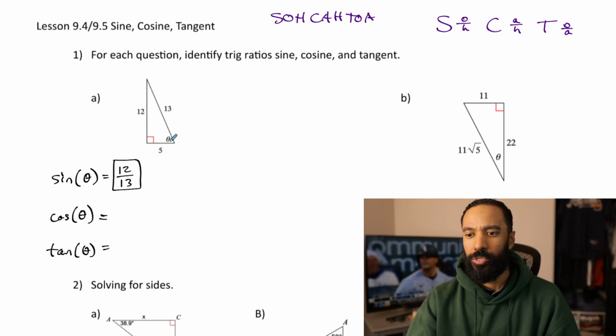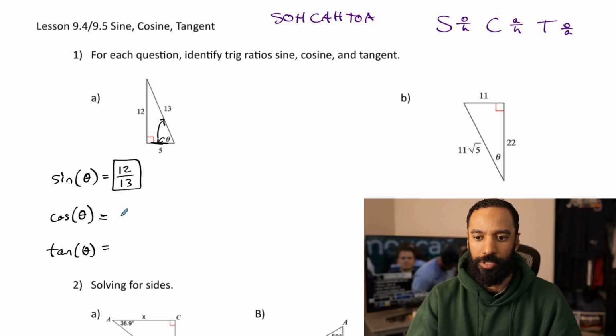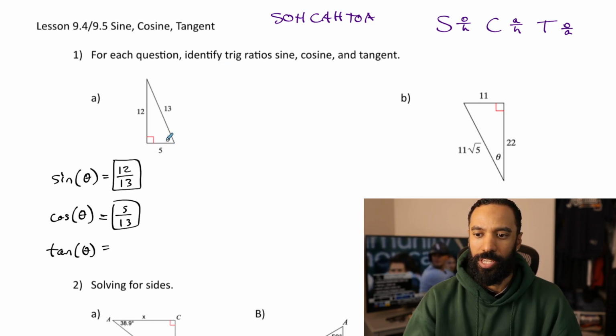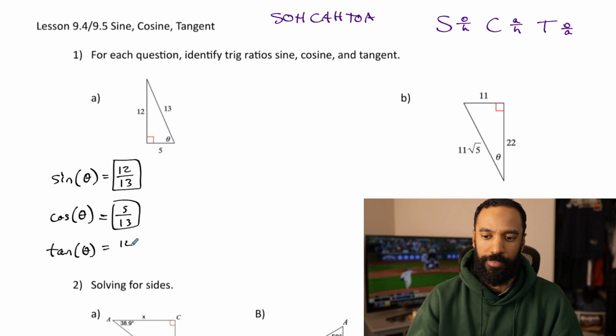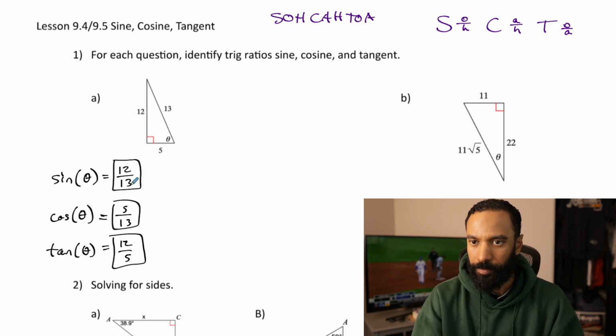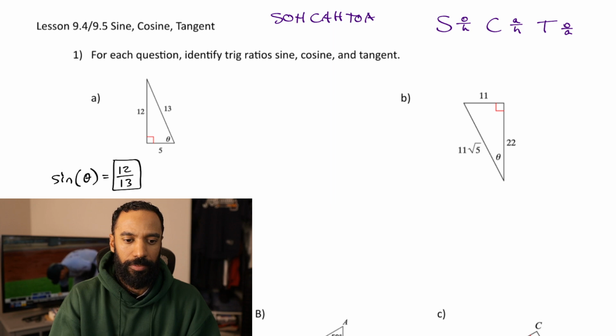We'll just leave it. Cosine of theta, the adjacent leg is 5. It's this guy here. And the hypotenuse is 13. So 5 over 13 is this guy. And then the tangent of this angle is opposite over adjacent, 12/5. We'll leave it just like that. Fractions are perfect for these ones. That'll be it for those three. That is part A.